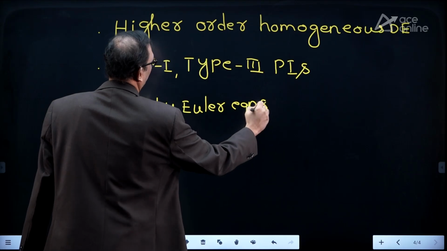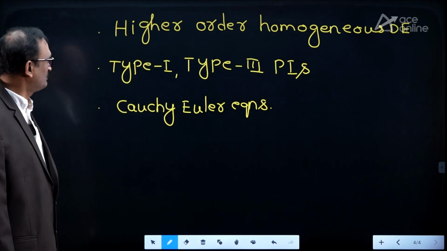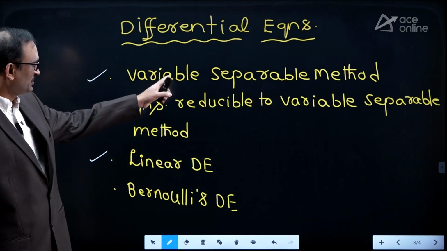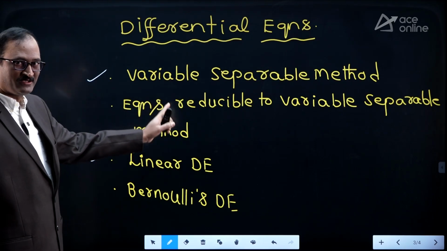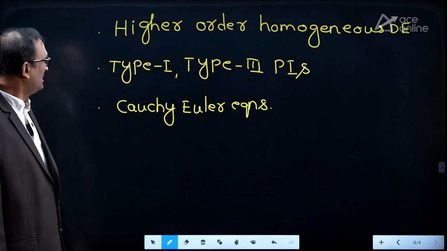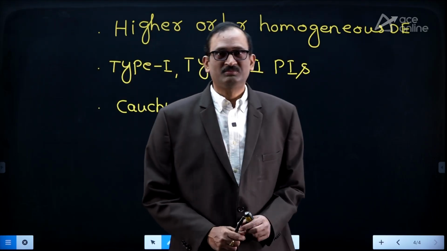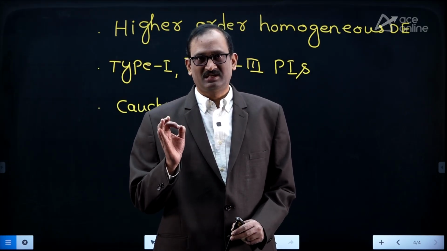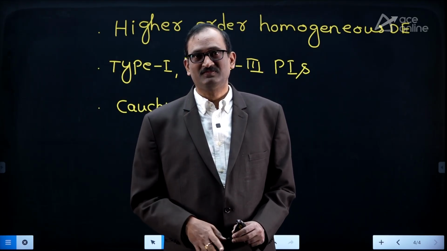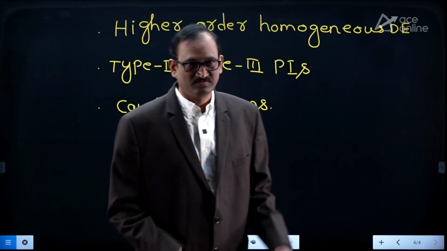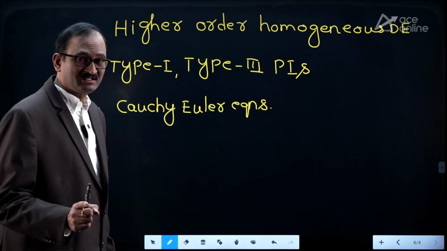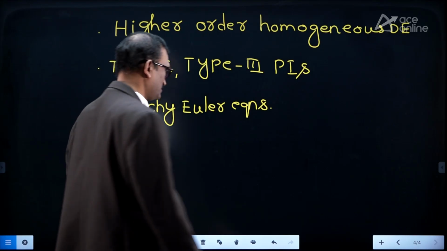So you observe from the differential equations, the topics what I said: variable separable, equations reducible to variable separable, linear, Bernoulli, higher order homogeneous, type 1, type 3, Cauchy-Euler. From these models, a compulsory 1 or 2 marks question will be given from these models itself. Next, let us see partial differential equations.